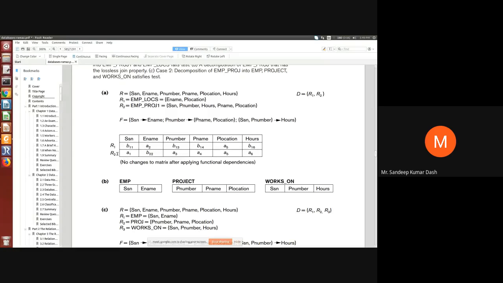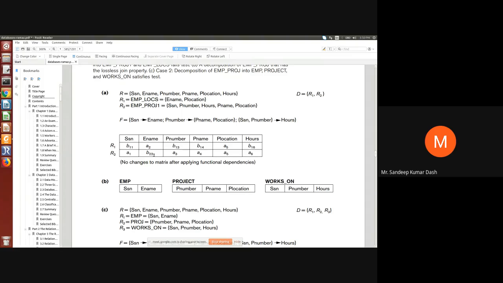Similarly, in this R2, wherever these column names are there, I will have to insert A. So SSN will have A. Since this is the first column, this is A1. P number is there, so third column, A3. P name is there, so fourth column, A4. P location is also there, fifth column, so A5. Hours is also there, so sixth column, A6. Only ename is not there, so it will be second row, second column, B22. Got it?